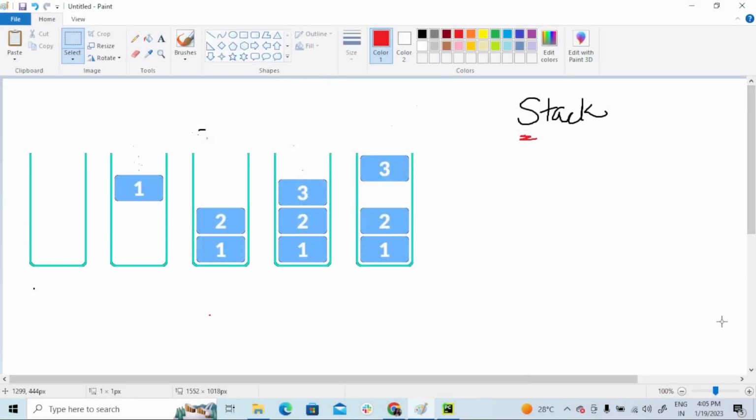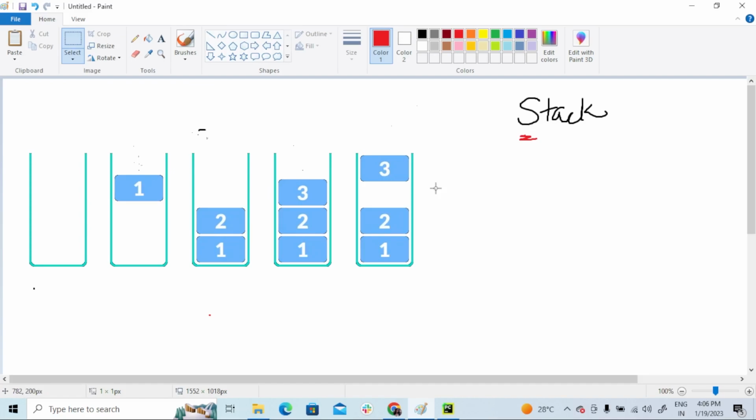This is Nisarga, and in today's video I'm going to talk about a very important concept in Python, that is stack. Stack in data structure. As I said before, stack is a very important concept in data structure, and this concept is also there in other programming languages like Java, C++. So what exactly do you mean by this stack?